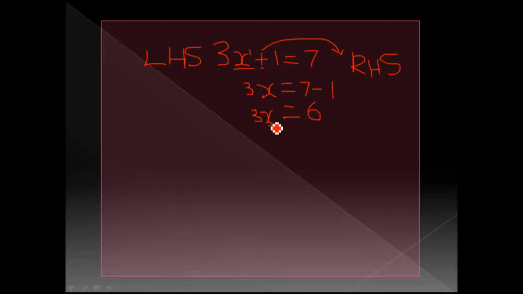Now, to remove the coefficient of x, that is the number attached to the unknown x, we'll just divide 3 into both the left hand side and the right hand side. And in doing so, x collapses to 3 divided into 6, which will give us 2. And that is how we go about solving a linear equation of this form.